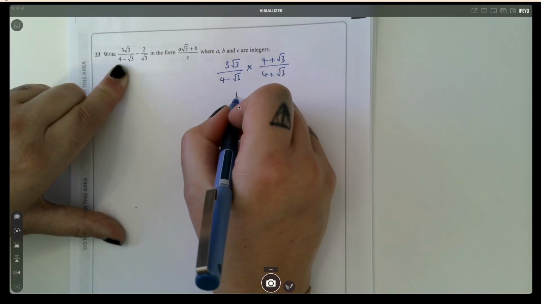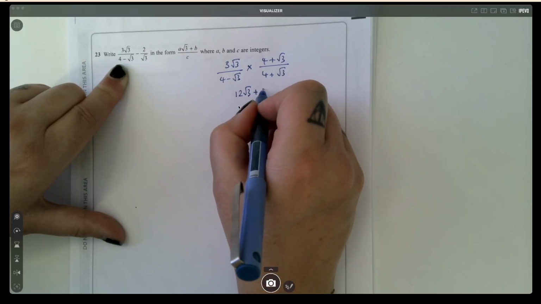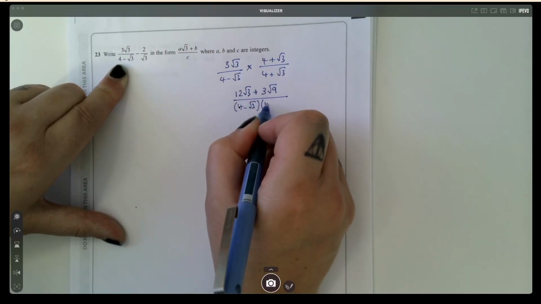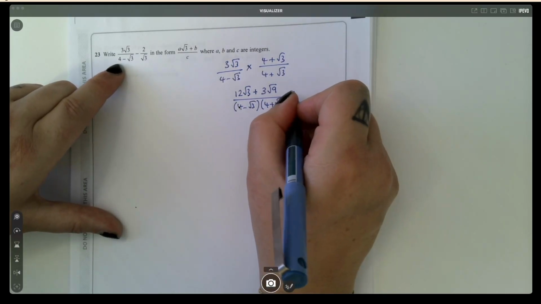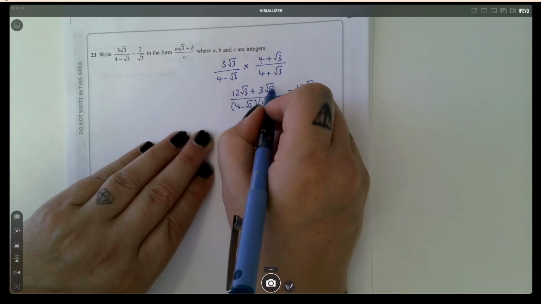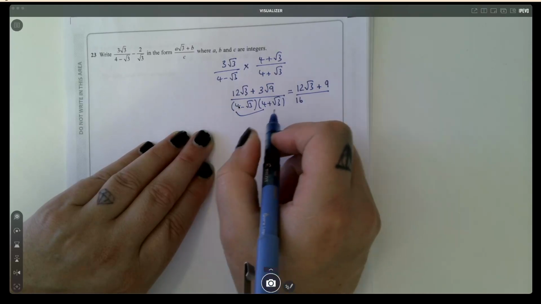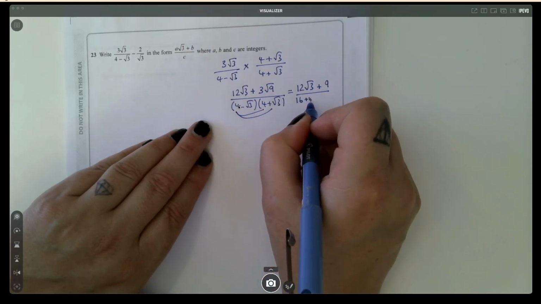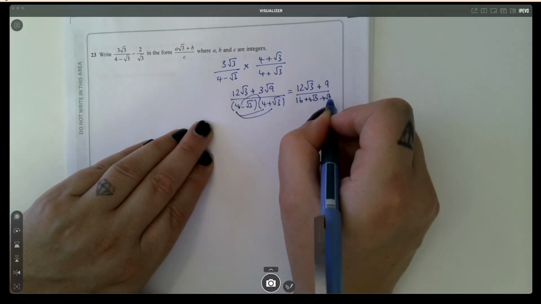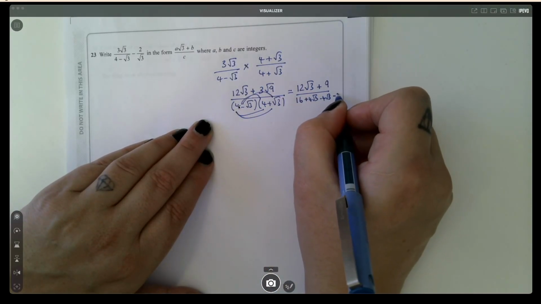So 3 root 3 times 4 is 12 root 3. 3 root 3 times root 3 is positive 3 root 9. And then on the bottom we'd have 4 minus root 3, 4 plus root 3. So let's simplify this a little bit more. 12 root 3. And then root 9 is 3, so that's plus 3 times 3, which is 9. And then 4 times 4 is 16. 4 times positive root 3 is positive 4 root 3. Negative root 3 times 4 is negative 4 root 3. And then negative root 3 times positive root 3 is negative 3.